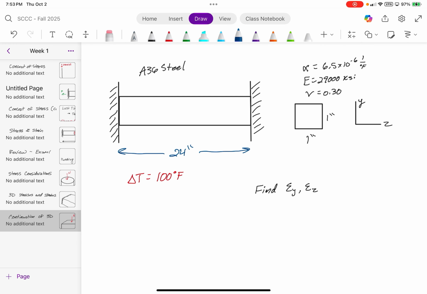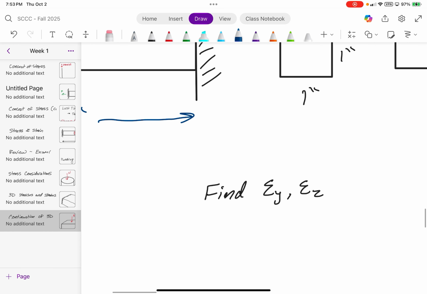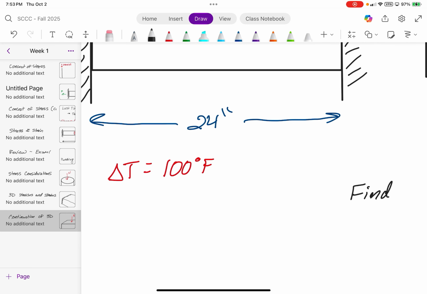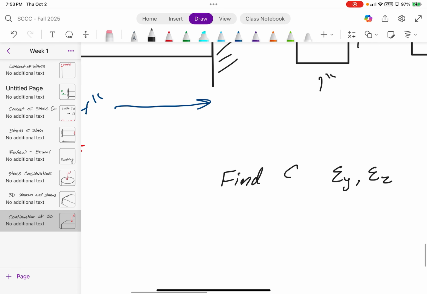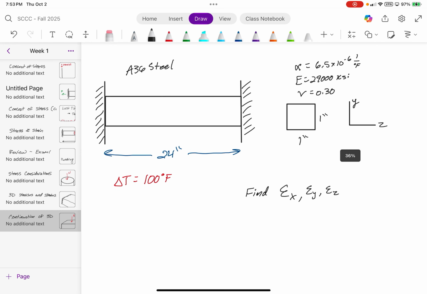But there are strains in y and z. How would you do that? Well, I guess there would be a strain in the x direction. Let me rephrase that, actually. There definitely would be. You're right, because otherwise it wouldn't make sense. Unless we're doing the buckling stuff. Yeah, you would need to find epsilon x, just like before. It's the same process.